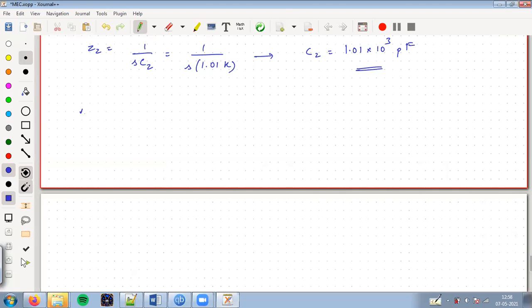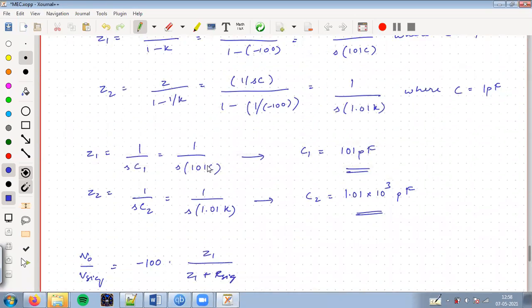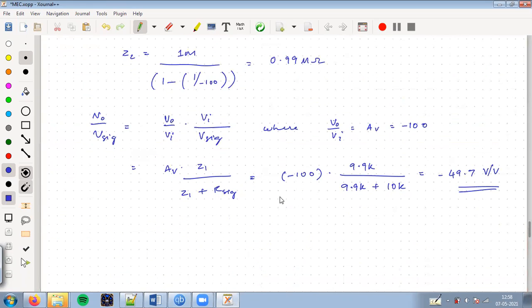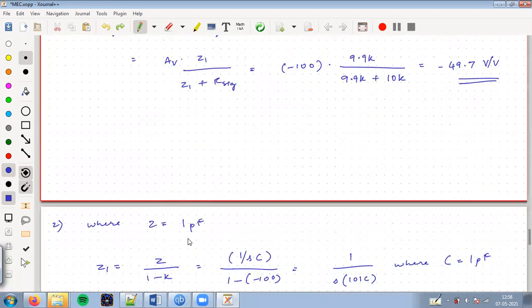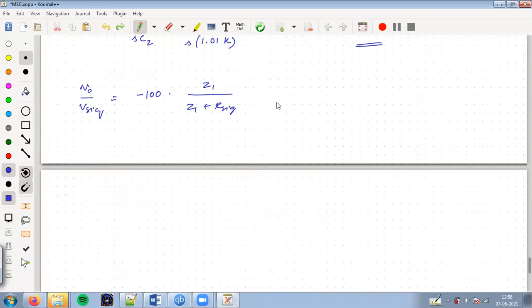V0 by V signal. We have written this as minus 100 into Z1 divided by Z1 plus RC. If you look at the previous one, this one. Right. So here I will write it as this.